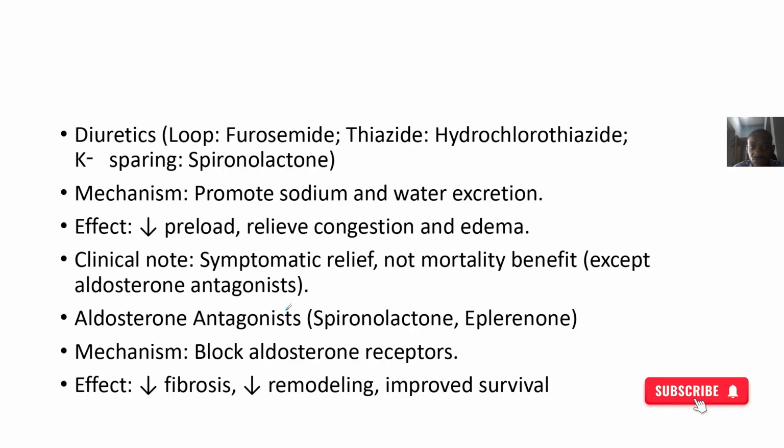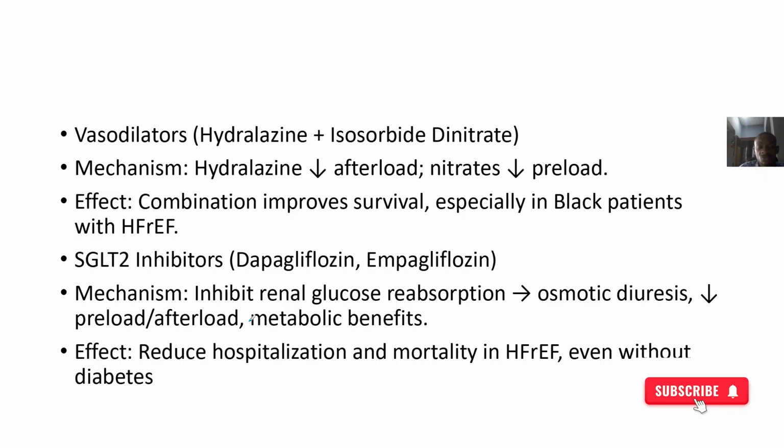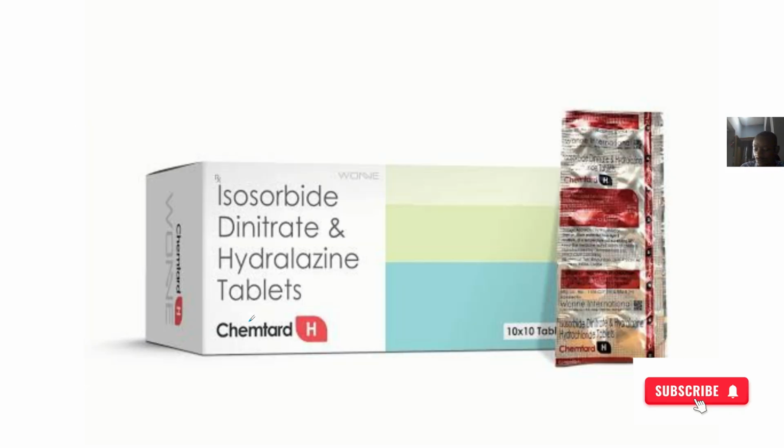So drugs like furosemide, thiazides like hydrochlorothiazide. Then we have the potassium sparing ones like spironolactone. Then we have the aldosterone antagonists like spironolactone and also Eplerenone. Then we have vasodilators. These ones are basically to make the blood vessel size increase. So drugs like hydralazine and isosorbide dinitrate. They usually even combine them, hydralazine and also isosorbide dinitrate.